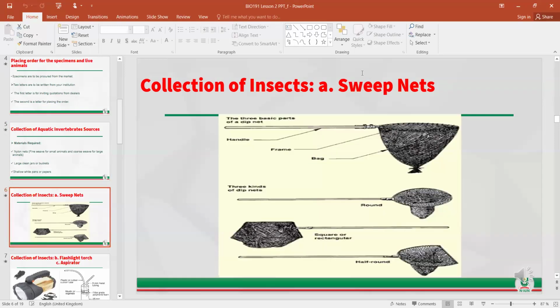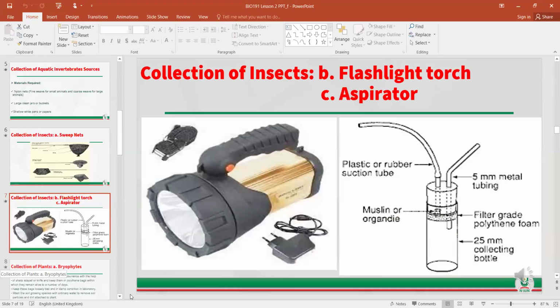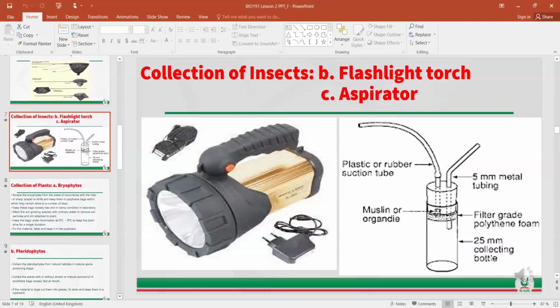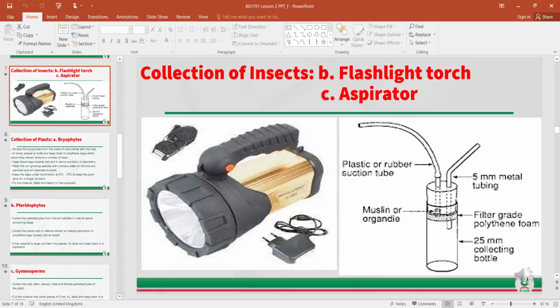For the collection of insects, we use sweep nets. Sweep nets come in different sizes and shapes, as the case may be. We see the bag shape, round, square, and half round. For collecting insects, we can also use a flash torch and aspirator. When we flash the torch, the insects are attracted by the light and kept at a particular place. Then we can still use an aspirator.